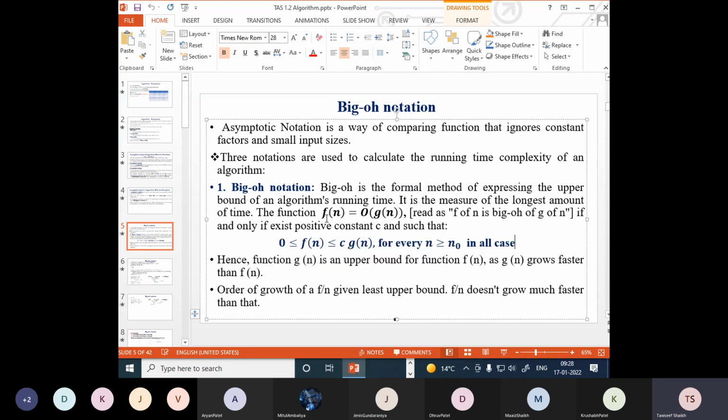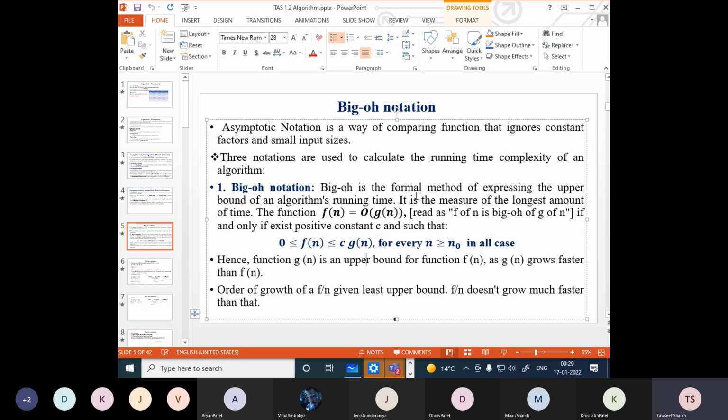And if any function f of n satisfies this formula, it means that function is big O of g of n. Like f of n, its value should be greater than or equal to 0, but its value should be less than or equal to g of n multiplied by some constant c. And this condition should be true for every n which is greater than or equal to n0. It will get clear just after giving an example.